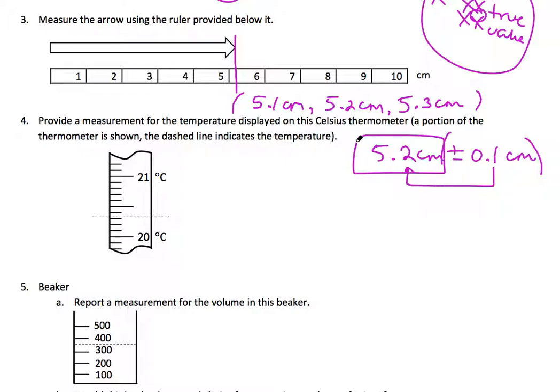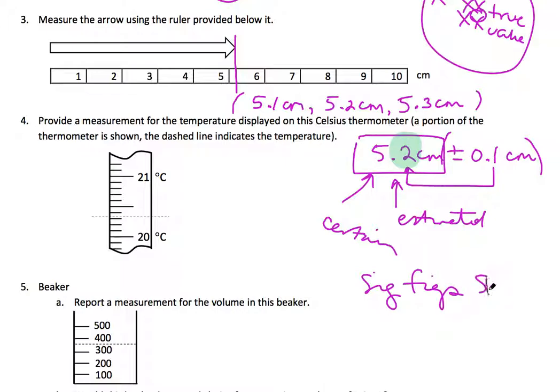And I'm going to make sure I write the unit as well, because that's very important. But 5.2 centimeters tells me that this last digit is the estimated value. So let me write that down, because that is such an important thing. Estimated value. And this was, of course, 100% certain that it was at least 5, right? So that brings us to what sig figs are. Sig figs are your certain digits and one estimated value. And that estimated value is always your last significant figure. So these are significant figures. I'm going to write sig figs for short, or SF.